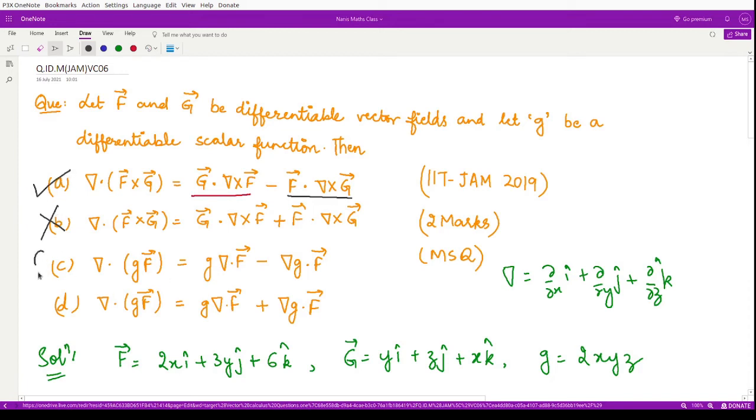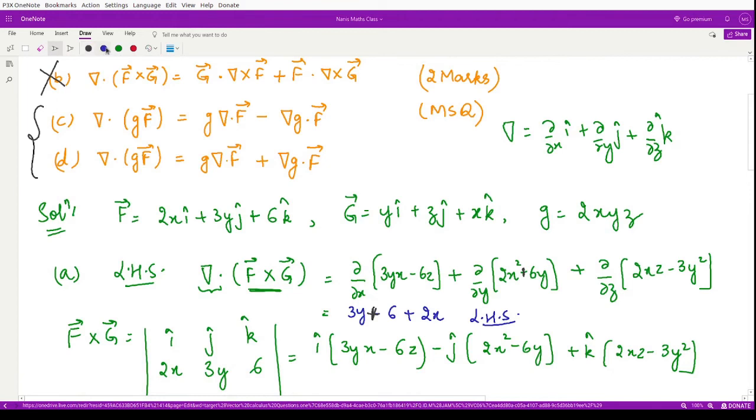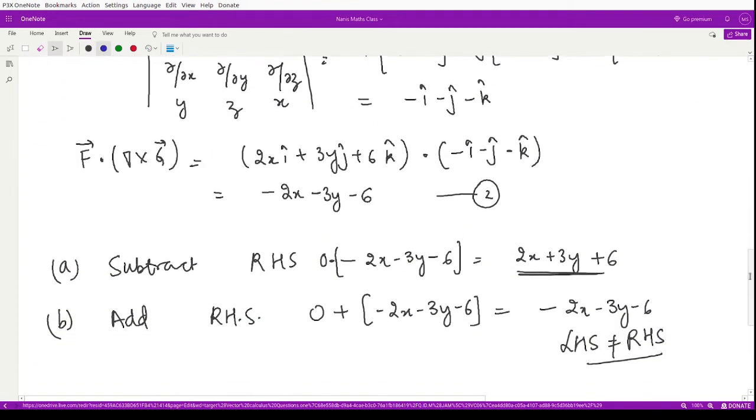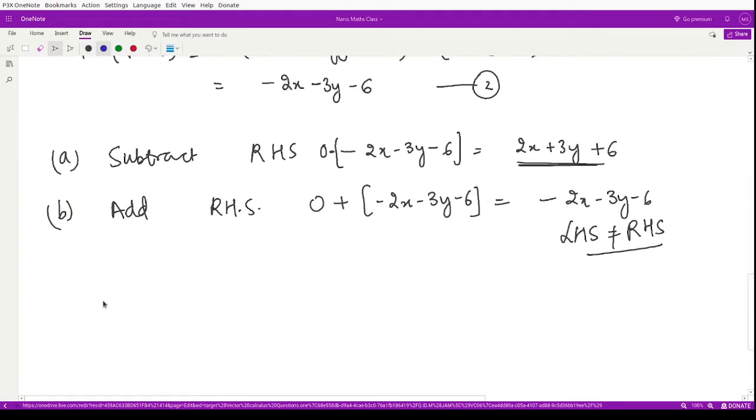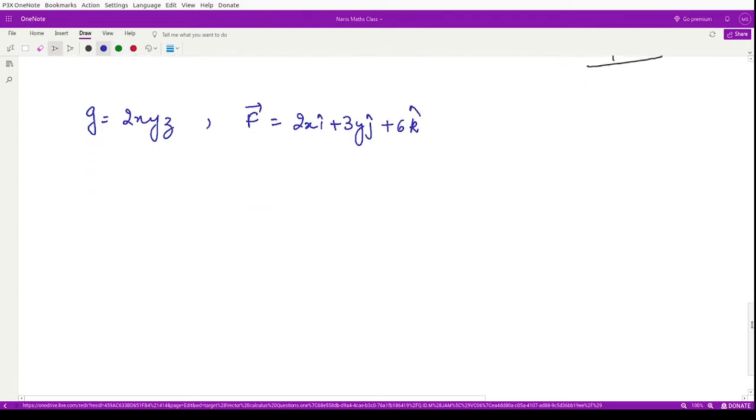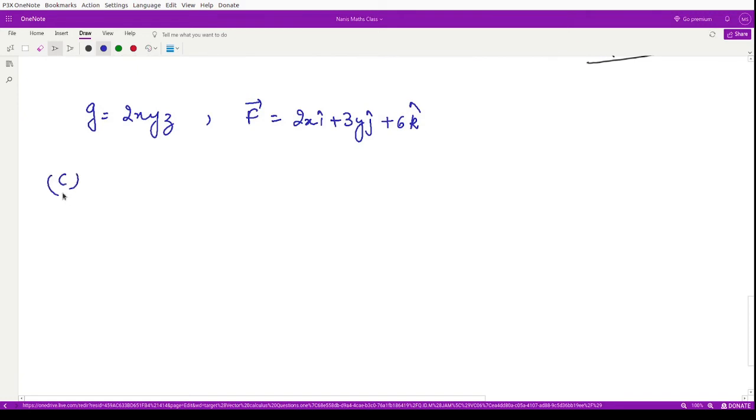Okay, now let's move on to our next two results. They are based upon small g and capital F. So let me rewrite what is your capital F and small g. So small g is nothing but 2xyz and vector f, that is your 2x i cap plus 3y j cap plus 6k cap, right? Your identity C, it says that you have to compute del dot gf.